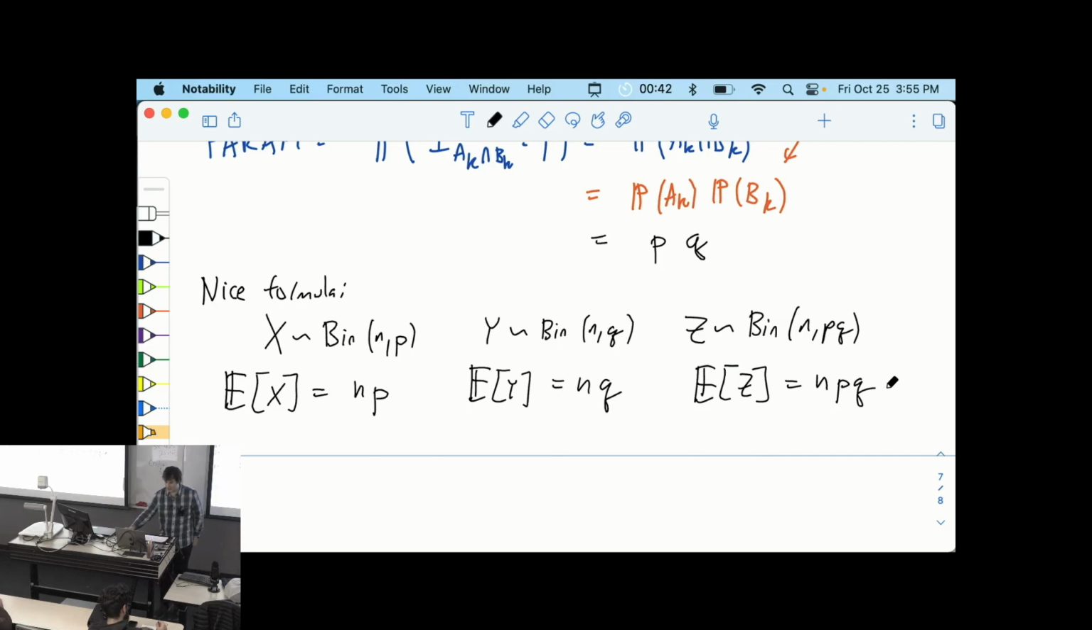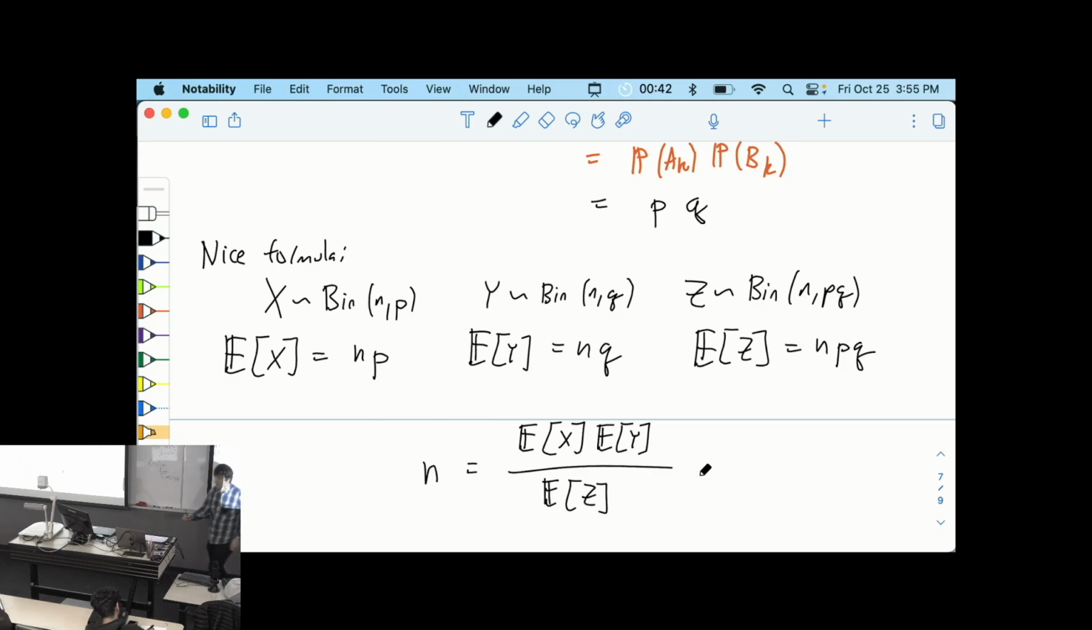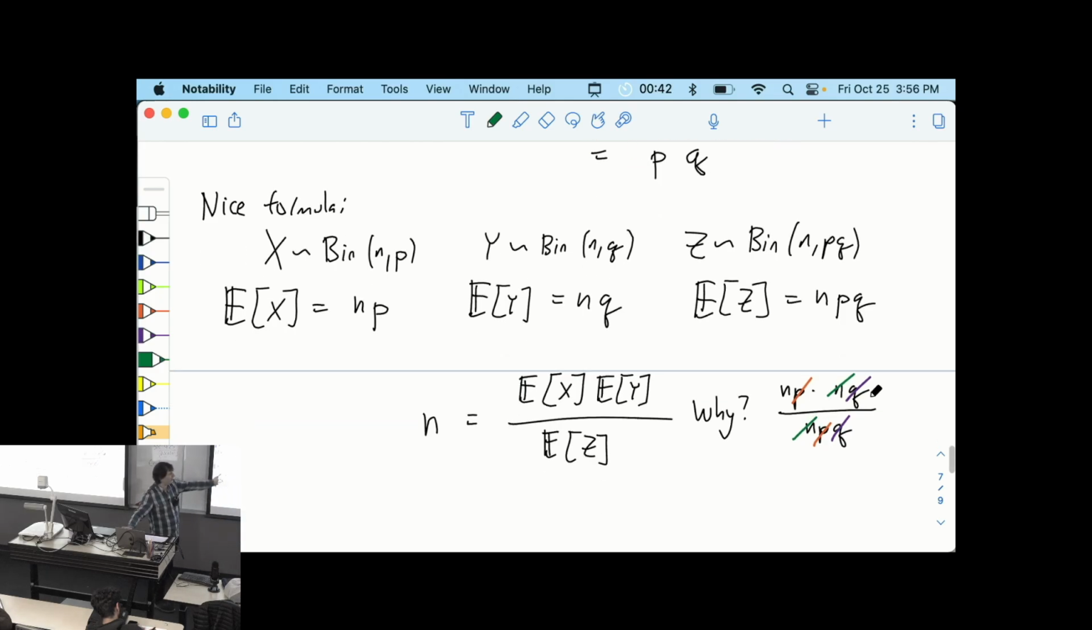And here is in particular a formula for n, a magic formula. n is equal to the expected value of X times the expected value of Y divided by the expected value of Z. So if you do that, on the top here, you're going to have an np times nq divided by npq. And you see the p's cancel out, the q's cancel out, and one copy of the n cancels out, and you're left with n. So n is equal to E[X] times E[Y] divided by E[Z].